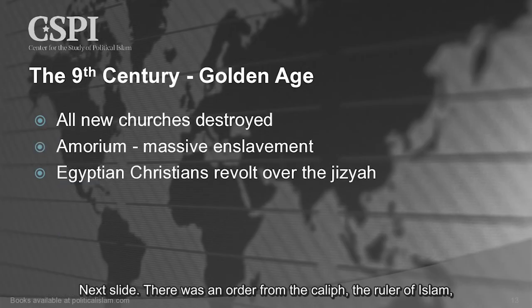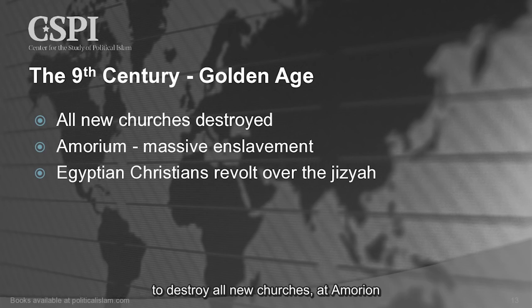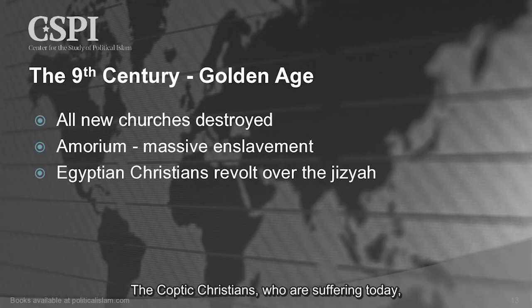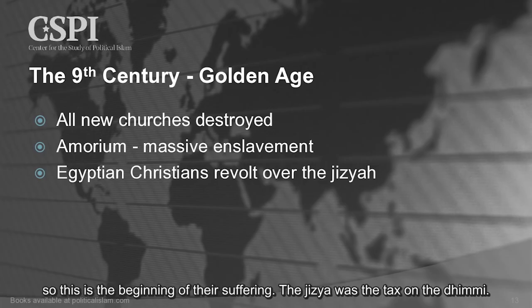Next slide. There was an order from the Caliph, the ruler of Islam, to destroy all new churches. At Amorium, there was massive enslavement of Greeks, and the Egyptian Christians revolted over the jizya. The Copts, these are the Coptic Christians who are suffering today. So this is the beginning of their suffering. The jizya was the tax on the dhimmi.